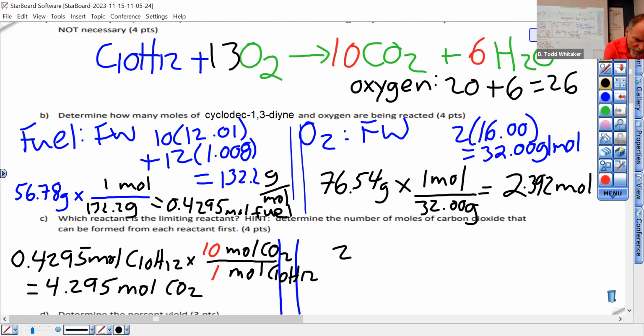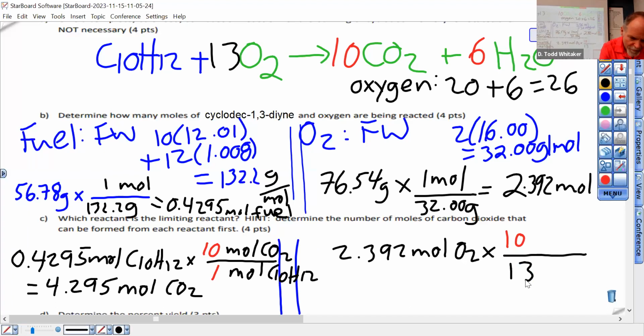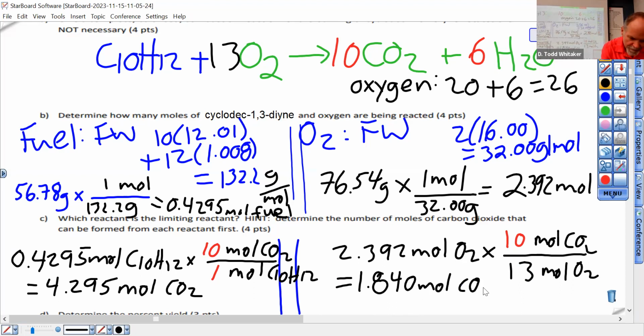Now, what about 2.392 moles O2 making CO2? I need 10 moles CO2 and I need 13 moles of O2, and moles in black. Moles of CO2 for every 13 moles of O2. Okay, 4 sig figs. I had to throw the 0 there for you. And that is the only important number of these two numbers.